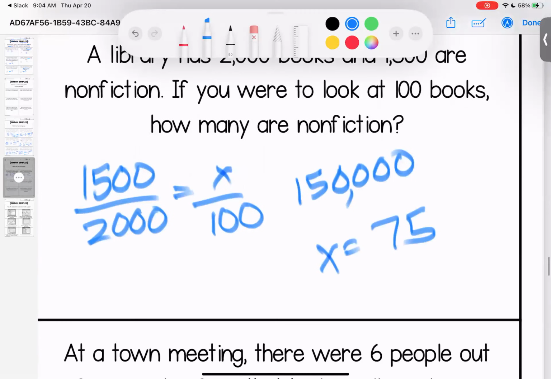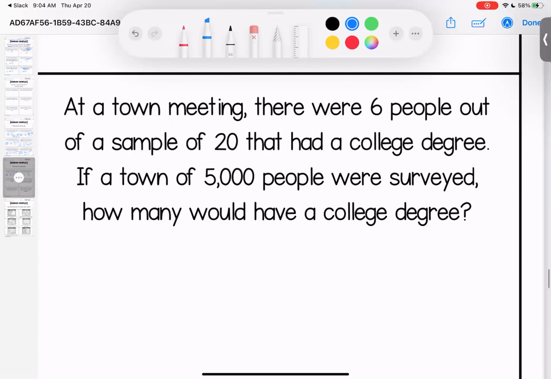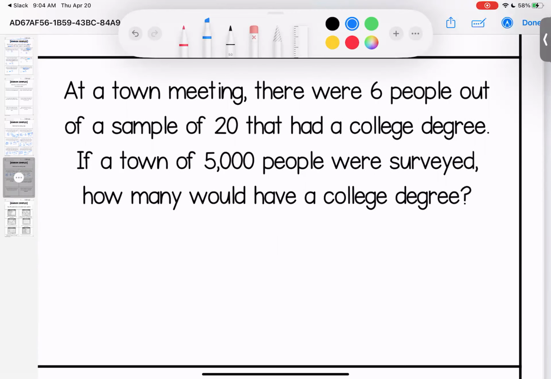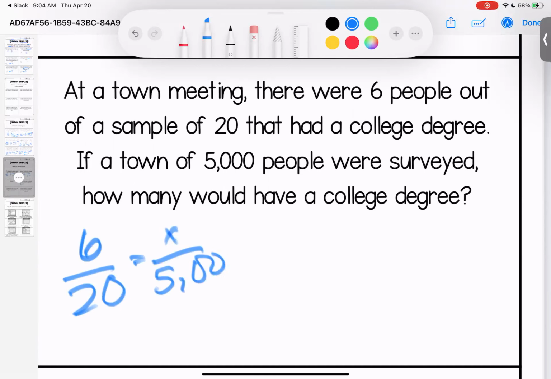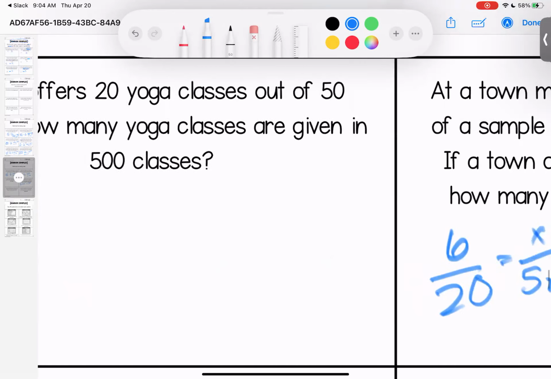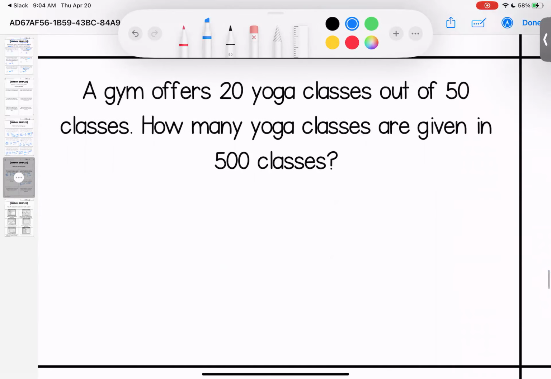At a town meeting, there were 6 people out of a sampling of 20 that had college degrees. If the town of 5,000 people were surveyed, how many would have college degrees? So 6 over 20 equals X over 5,000. X is equal to 1,500. Cross multiply, divide.